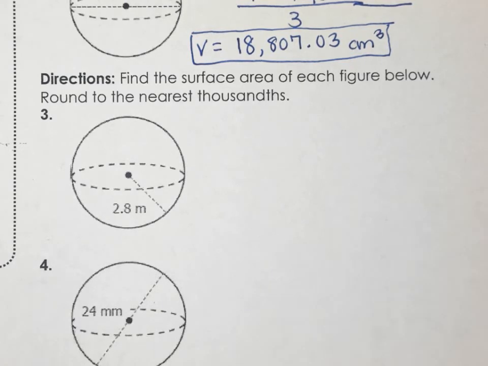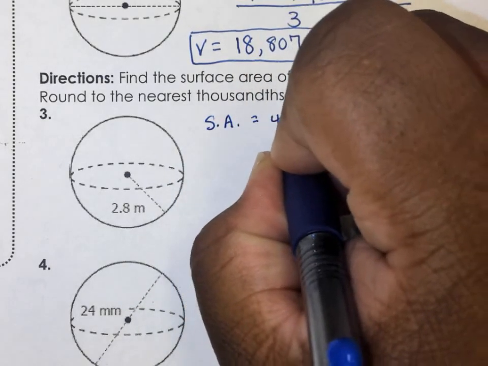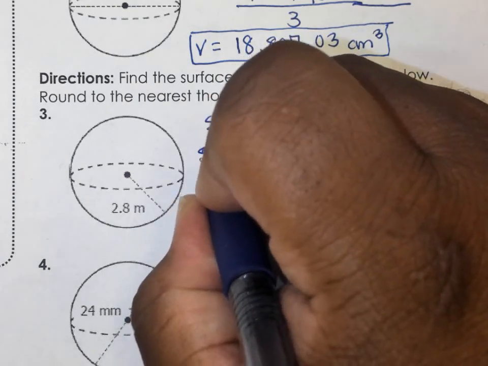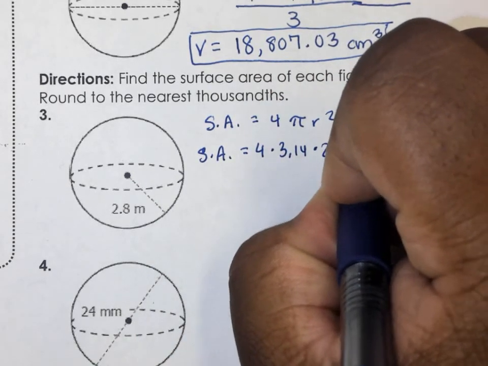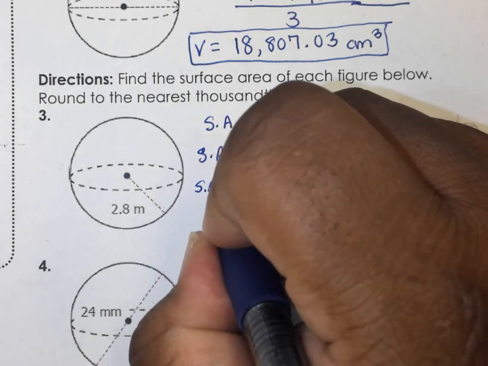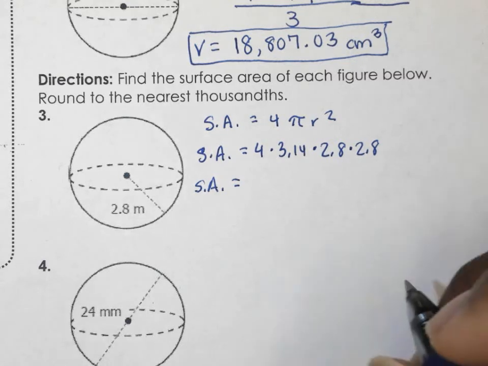So on this one, find the surface area of each figure below, round to the nearest thousands. So we round it to the nearest thousands on this one. That's three decimal places, if we can. First one, surface area. 4 pi r squared, so surface area equals 4 times 3.14 times 2.8 times 2.8.